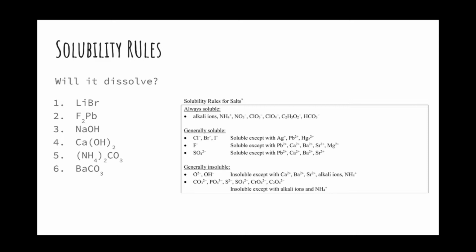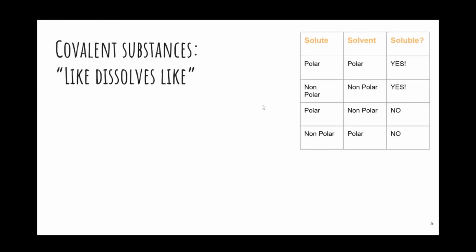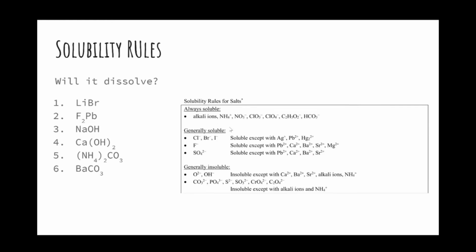We have lithium bromide. So notice that over here, we have things that are generally soluble. Alkali ions. So alkali ions are everything in the first group of the periodic table. So if you think about where lithium bromide is, and you might want to have a periodic table out in front of you, what you see is lithium is an alkali ion. So what that means is that it is always soluble. So will this dissolve in water? Yes, it will. And that's because lithium bonded with anything will always dissolve in water.